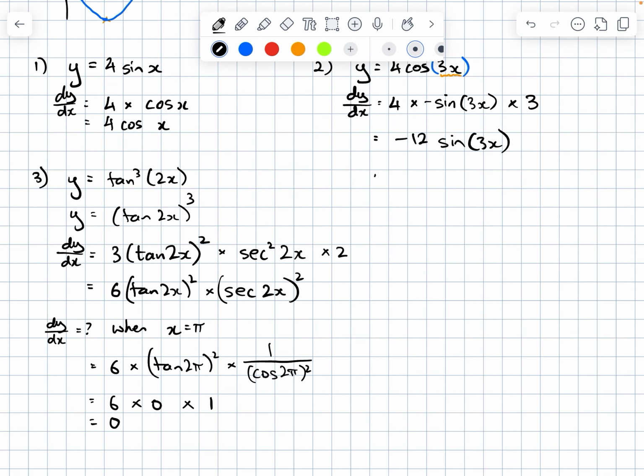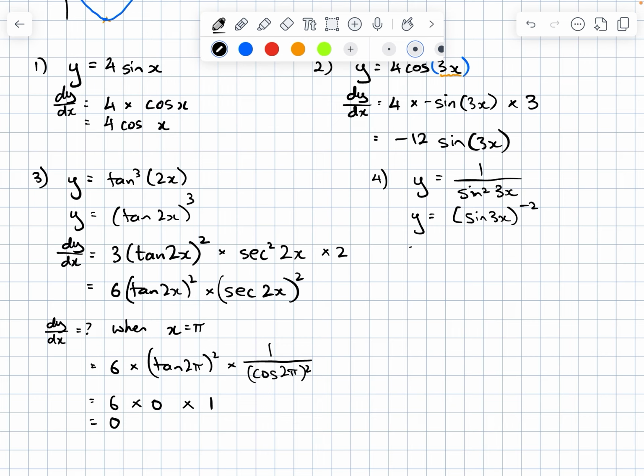Question 4. You might get asked to differentiate 1 over sine squared 3x. There's multiple ways to do this question, but probably the simplest way is to recognize that the bottom is sine 3x all squared. And so to differentiate, we first need to write this as sine 3x to the power of negative 2.